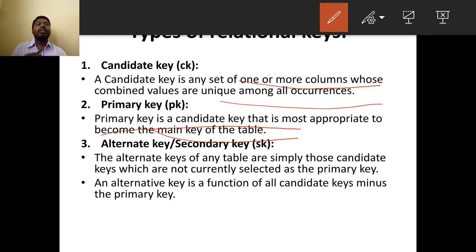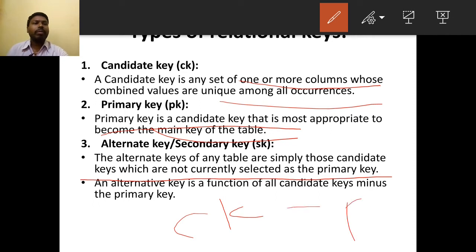Next, alternate key or secondary key. The alternate keys are simply those candidate keys which are not currently selected as the primary key, or we can simply say: candidate key minus primary key. So the alternate keys are all the candidate keys minus the primary key, then we will get the alternate key.